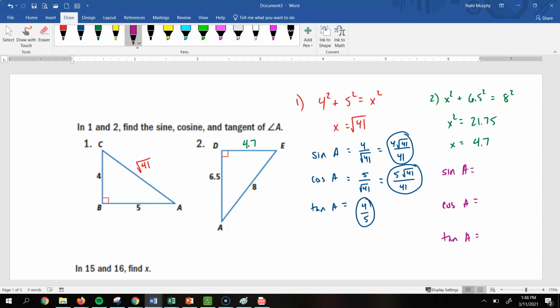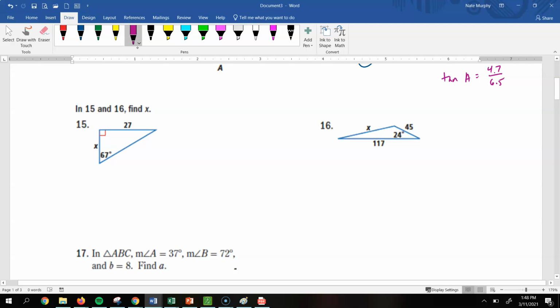So the sine of angle A would be, so this is the angle we're working with, so the side opposite of that is 4.7. So we'll just have that as 4.7 over the hypotenuse, which is 8. You can leave it like that. That'd be fine. Technically, we could just do this as a decimal and divide 4.7 divided by 8. But for time's sake, I'll just leave it like that. And the cosine of angle A, we would take the adjacent leg over the hypotenuse. So it would be 6.5 over 8. The tangent of angle A would be opposite over adjacent, so 4.7 over 6.5.